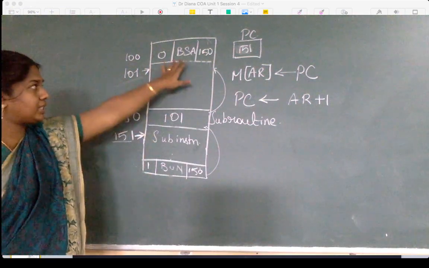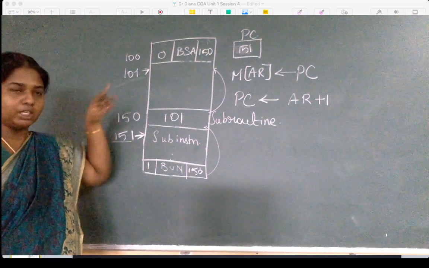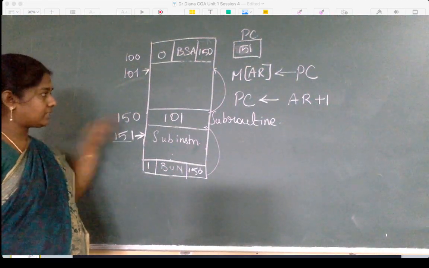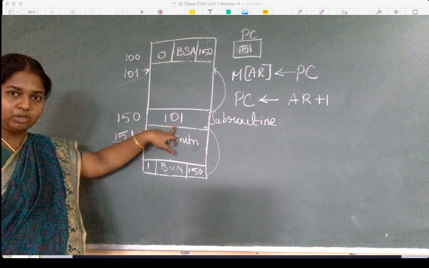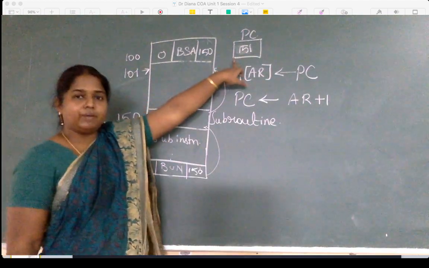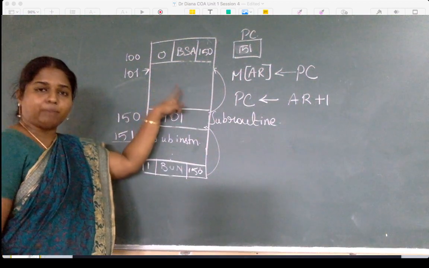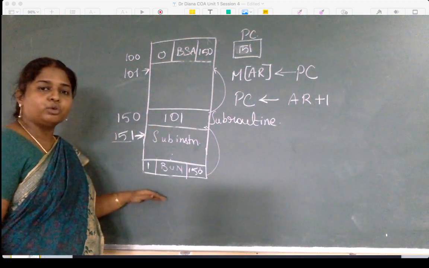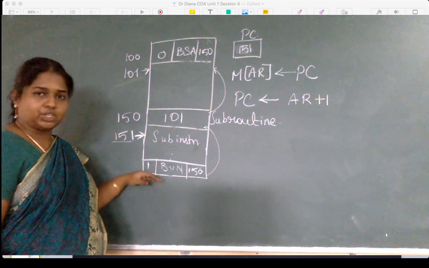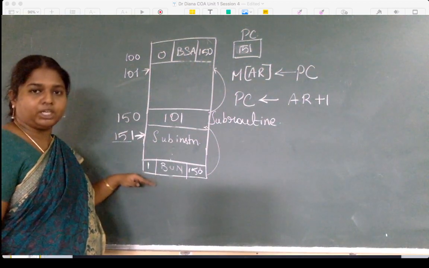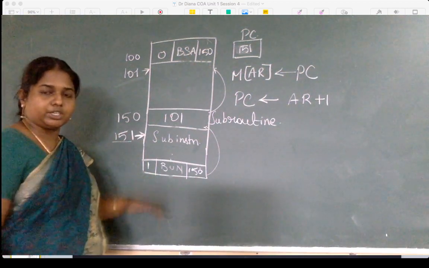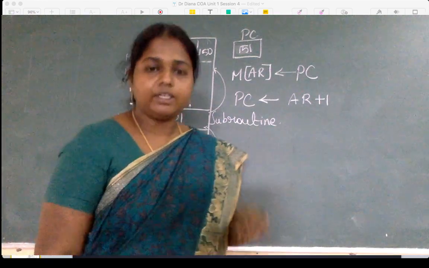So branch and save return address does only two things: saving of the return address at the first memory location and updating the value of the program counter. To resume execution back to the main program, I have to use a different instruction at the end of my subroutine, which is a branch unconditional statement. Are we clear till here?